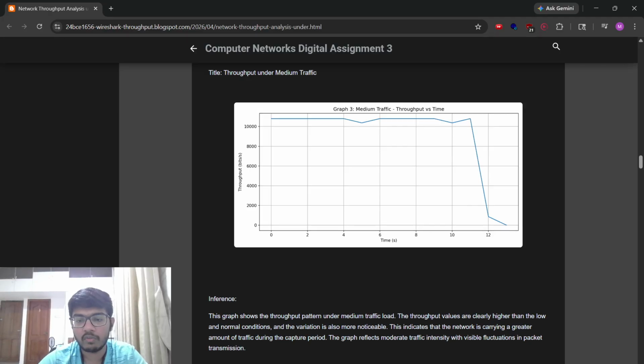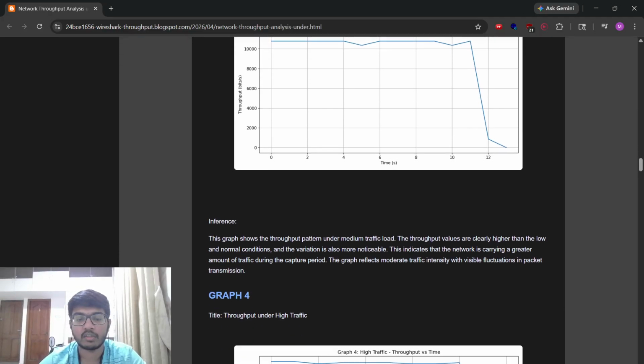Graphs 1 to 4 show the main throughput curves for normal, low, medium and high traffic. These are the most important baseline graphs in the analysis. From these graphs, it is clear that throughput increases as traffic intensity moves from normal to high. At the same time, the fluctuation and the irregularity of the curves also become more visible, especially in the high traffic condition.